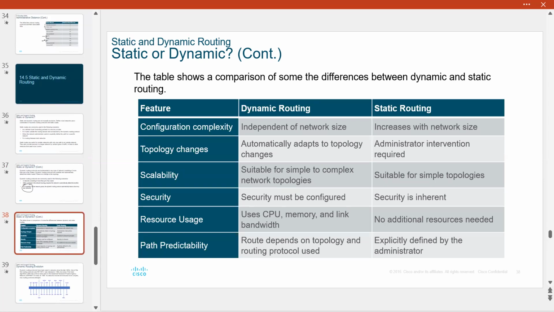In terms of size, obviously, it increases with the network size. Configuration complexity: static is very easy for small networks, but when the network grows it becomes very difficult. Dynamic is independent of network size, but very difficult to configure. Topology changes, etc., scalability. Okay, this is just a comparison.